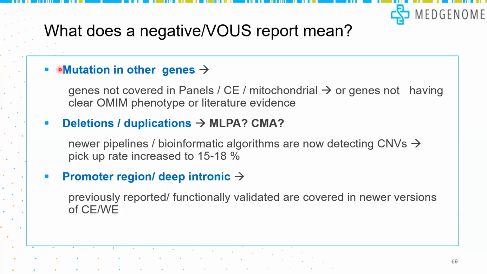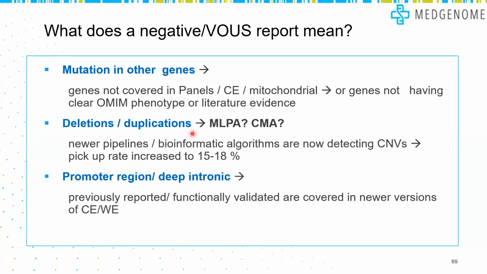So as I have discussed in the previous slides, there could be mutations in other genes which are probably not covered if you have sent a panel, or it may not have been covered in the clinical exome, or probably you are looking at the mitochondrial genome, which is tested differently. Or sometimes we may find a gene even if you do a whole exome, but it does not have a very clear-cut OMIM phenotype or literature evidence, and in such situations the report might either be negative or you may get a variant of uncertain significance.